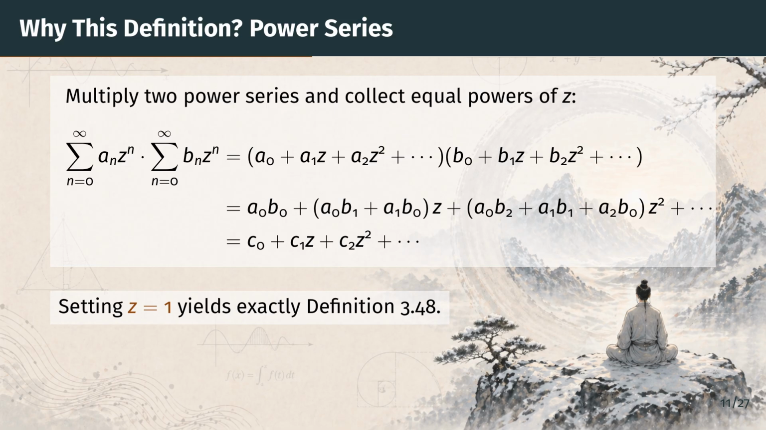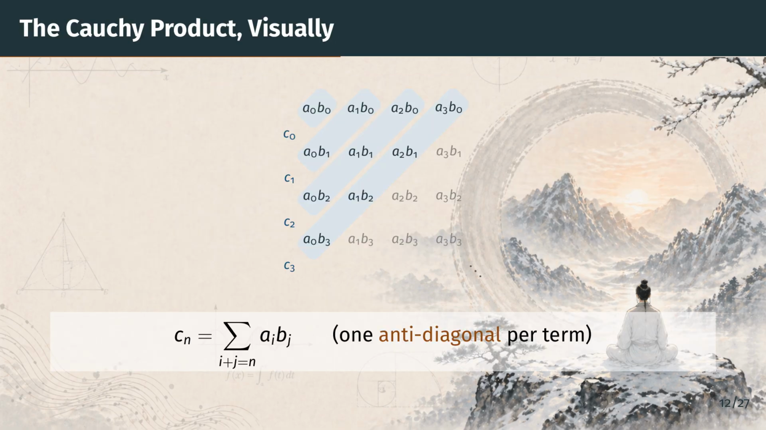Before that, let's picture the definition geometrically. This picture shows all the products you can form from the two series arranged in an infinite grid. The columns are indexed by i, the index of the A terms, and the rows are indexed by j, the index of the B terms. So the cell in column i and row j contains the product A sub i times B sub j.